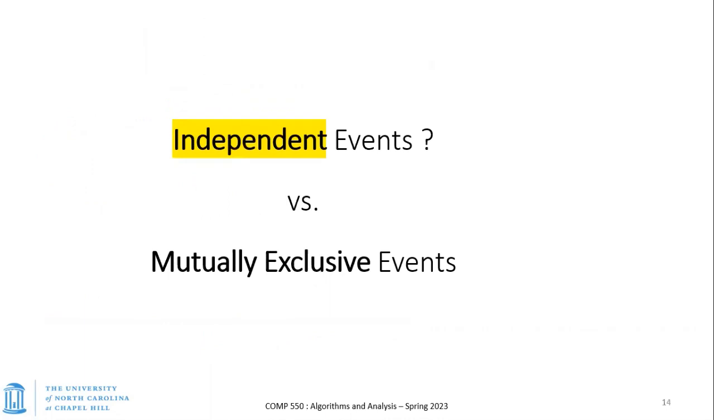Now, we spoke about mutually exclusive events, but there's a different type of events which are called independent events. Okay. Now, can somebody tell me what's the difference? Are these again two different names for the same concept, or do they mean something different? Yes.